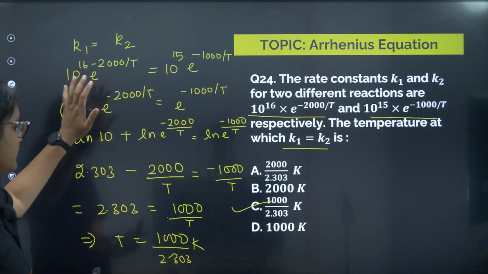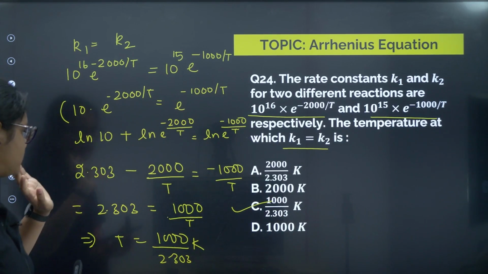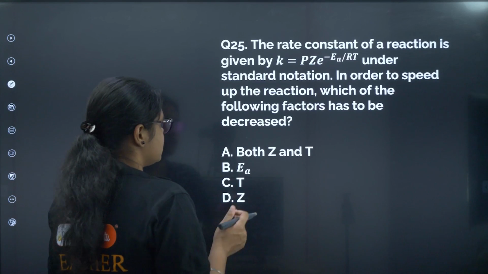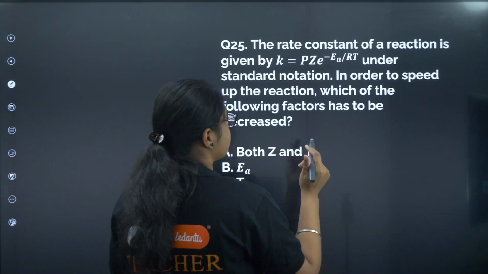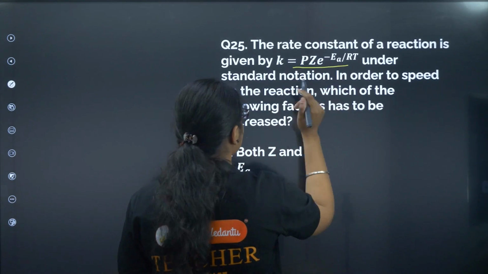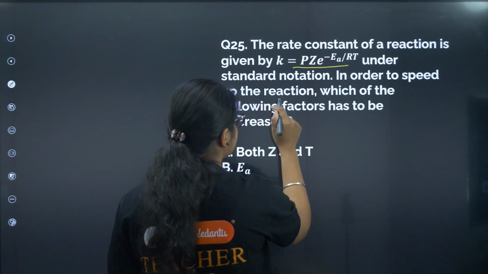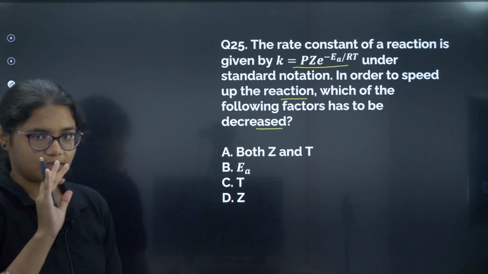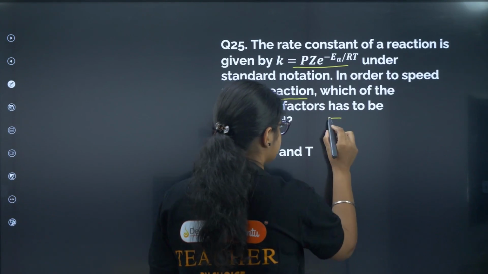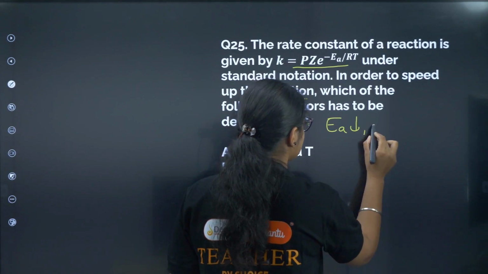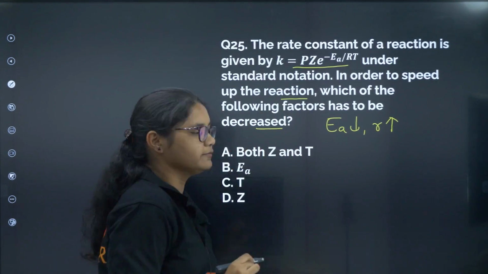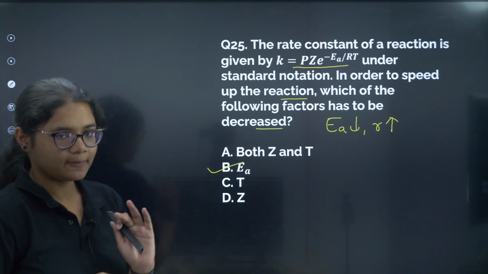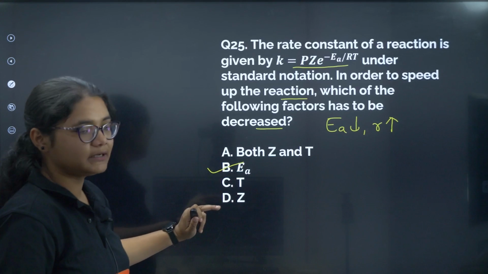Okay. So here a little calculation is involved, but not a very difficult one, easy to solve. Next question. Okay, so this is a concept based question. The rate of a reaction is given by this one under standard notation. In order to speed up the reaction, which of the following has to be decreased? So it is very well known that if activation energy decreases, the rate of the reaction will increase. So from there we can easily tell the correct answer is option B. But we should also know what happens with T and Z.